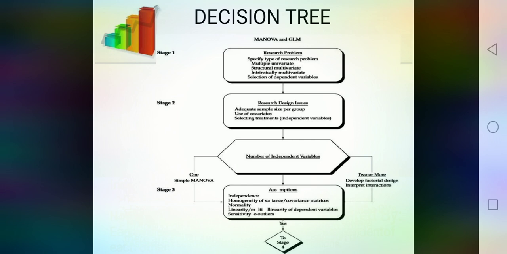In stage 2 we will check the research design issues, that is, we will assign the independent variables or use covariates. If the independent variable is 1, then we will go for simple MANOVA. If independent variables are 2 or more, then we will go for two-way MANOVA or three-way MANOVA. Before proceeding to stage 4, we have to check the assumptions. What are the assumptions? Independence, homogeneity of variance or covariance matrices, normality, and linear relationship between the dependent variables. If all these 4 assumptions are followed, then we will proceed to stage 4.